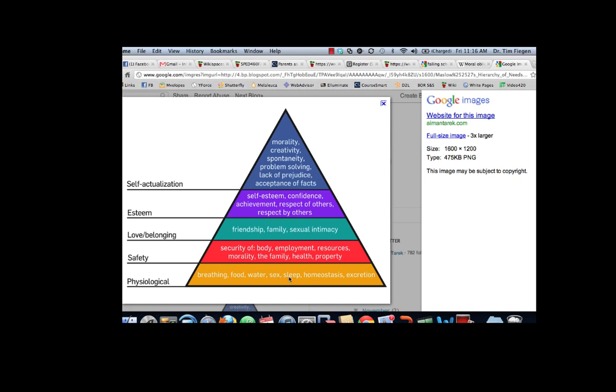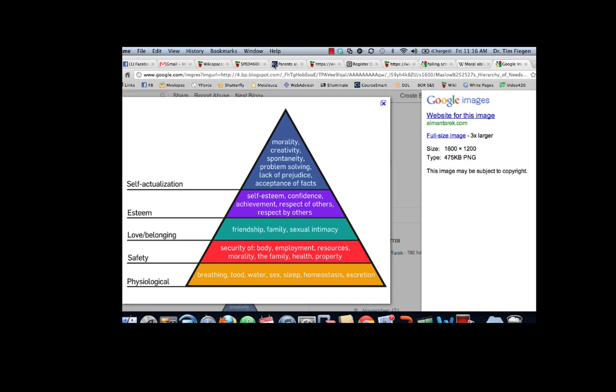And if you're functioning down here, you're not worried about things above. Maslow tells you until these are met, you can't worry about safety. Until all the safety things are met, you can't worry about love and belonging. Until they're met, you can't worry about self-esteem. Not that you don't want to, you just don't have anything to give to it.